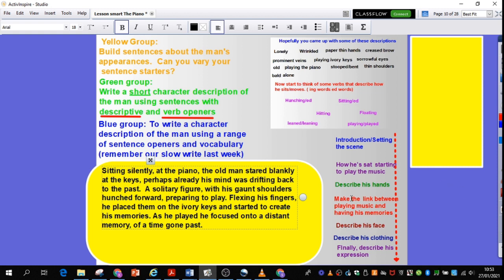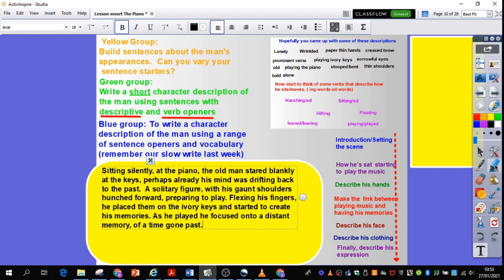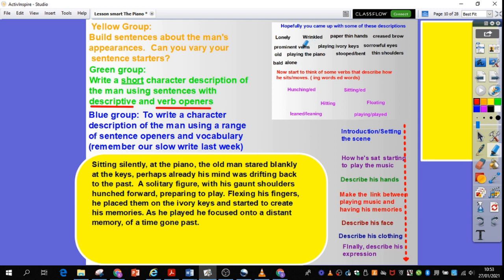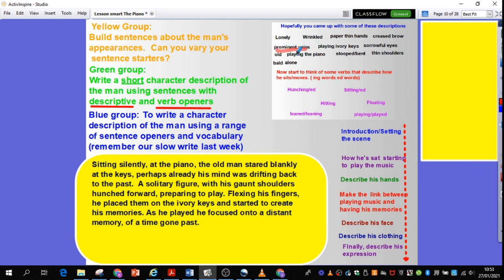Okay. Now, what I'm going to do is move on to talk about his hands. And I'm going to look at everything on here. I might even highlight things that I want to use next. So he had prominent veins on his hands, and they played the ivories, and they were paper thin. Okay, and I could say that they were floating or that they played. So I know that I'm going to use all that in my next sentence.